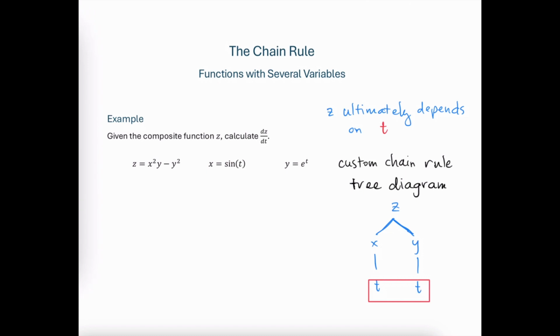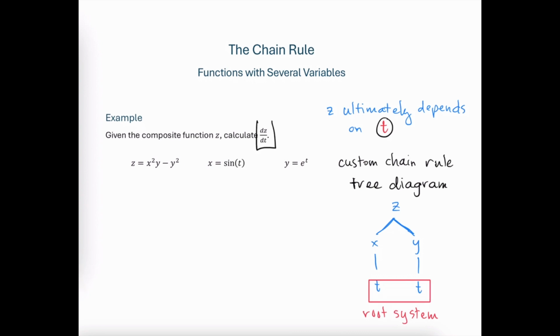So here's where we can see that in the root system down here, there was only one variable t, which means that we can calculate a straight d derivative. The straight d derivatives are calculated when there's only one variable that our range element ultimately depends on, when there's only one variable down here at the root system. So let's use our tree diagram to come up with the formula that we'll use to get straight d derivative of z with respect to t.